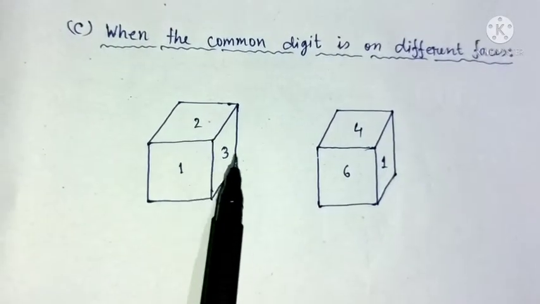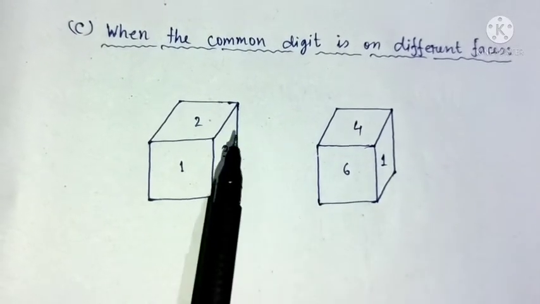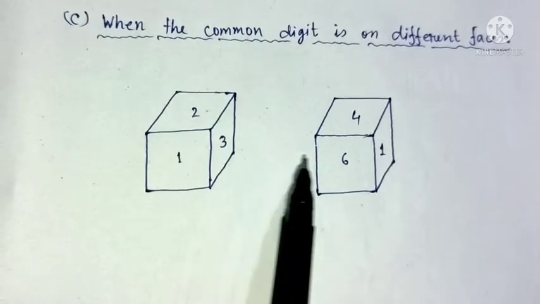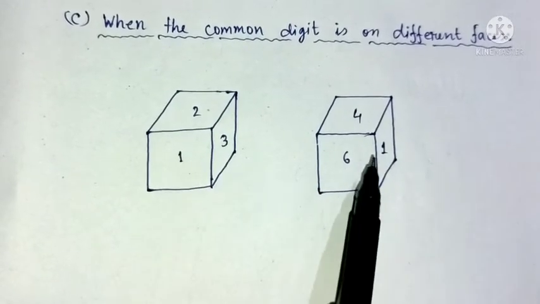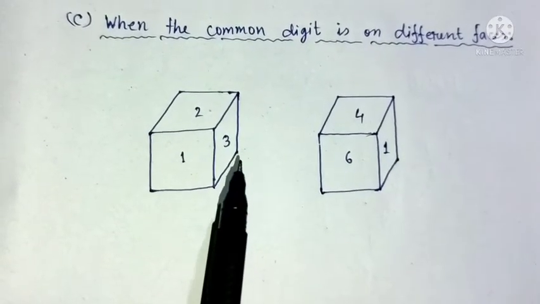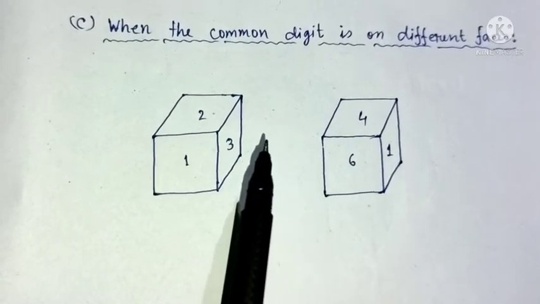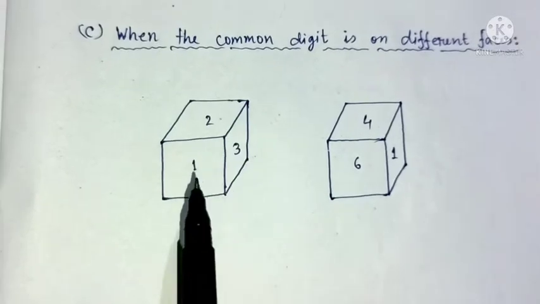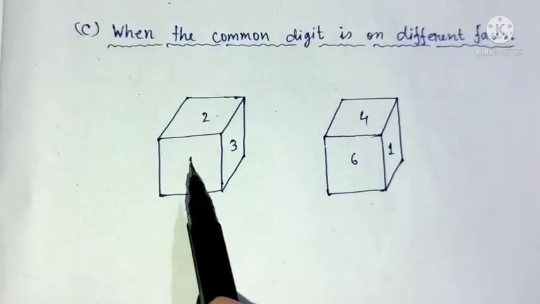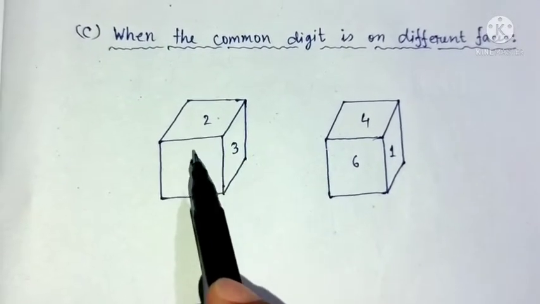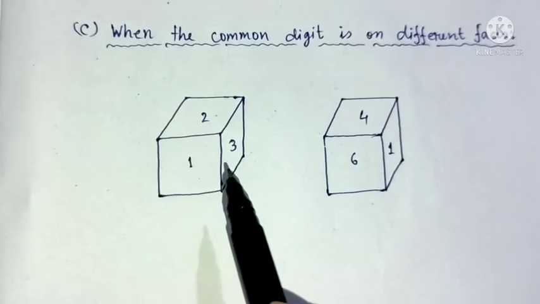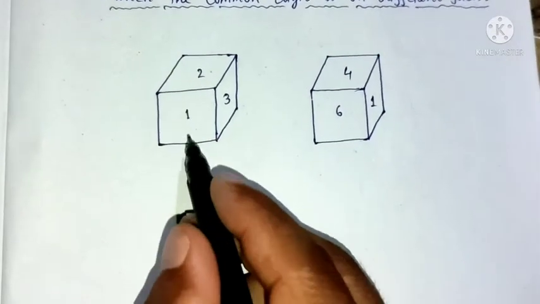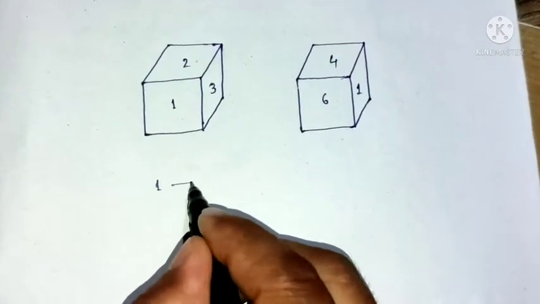Okay. Now the next condition is when the common digit is on different faces. That means these are two positions of the same dice, and they have a common digit but not on the same face. They are on different faces. This is 1 and there is also 1, which are common, and they are in different faces. So in this case, how will you find the opposite faces? Here you have to arrange these numbers in clockwise or anti-clockwise order. Then here also you have to do the same. So first of all, let us arrange this in clockwise position.